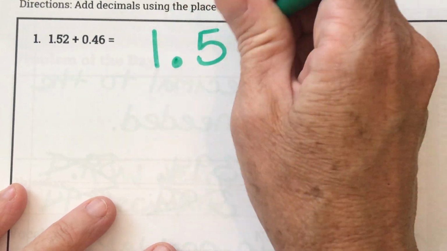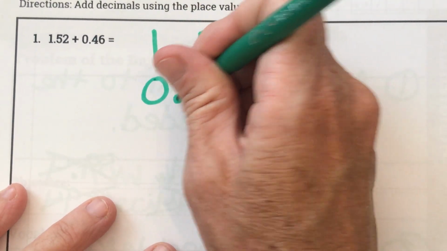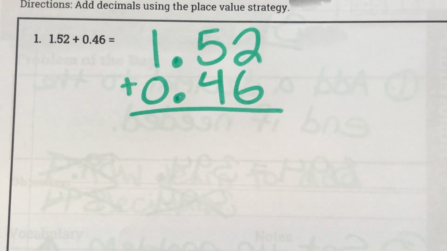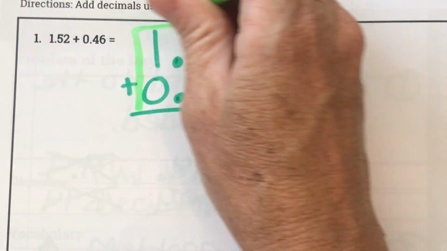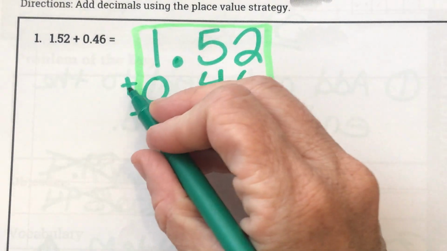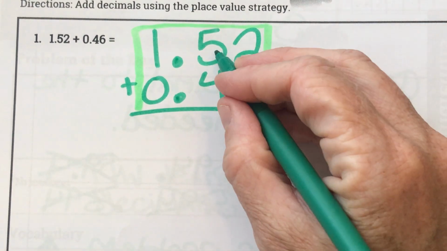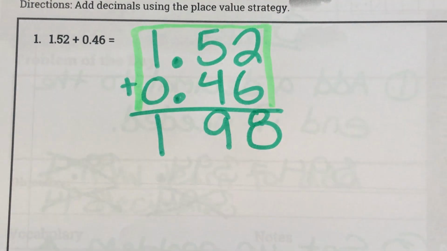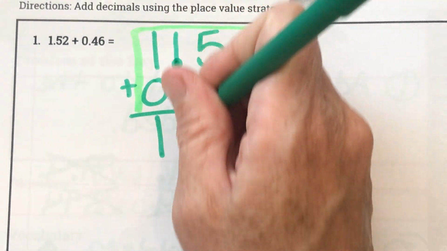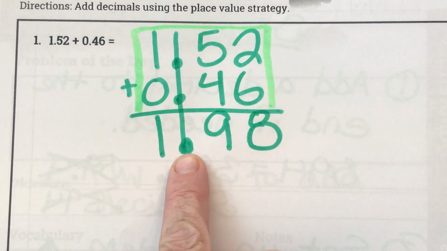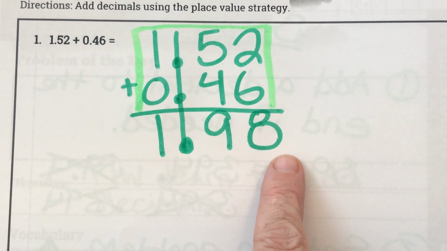So 1 and 52/100 plus 0 and 46/100. Step 3 says add a 0 if we need to create that imaginary box, but we don't need to. And then step 4 says let's just add. So 2 plus 6 is 8, 5 plus 4 is 9, 1 plus 0 is 1. And our final step is bring down the decimal. So our sum is 1 and 98 hundredths.